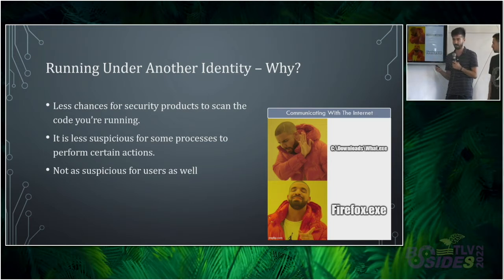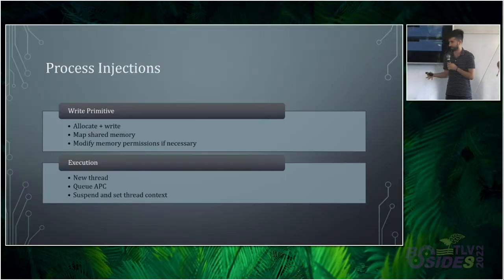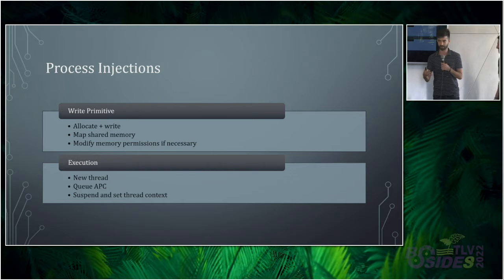There are numerous techniques that allow you to do something like that. The most prevalent category of those techniques is called process injection, which is actually made out of two main primitives. First is a write primitive, meaning that if I want to execute in the context of another process, I would like to have my code inside of that process. There are a lot of different APIs and techniques that you can use for that. You can manually allocate memory inside of that process and then write to it. You can map shared memory. You can do a lot of stuff. But in the end, there's the write primitive that allows you to have your code inside of another process.